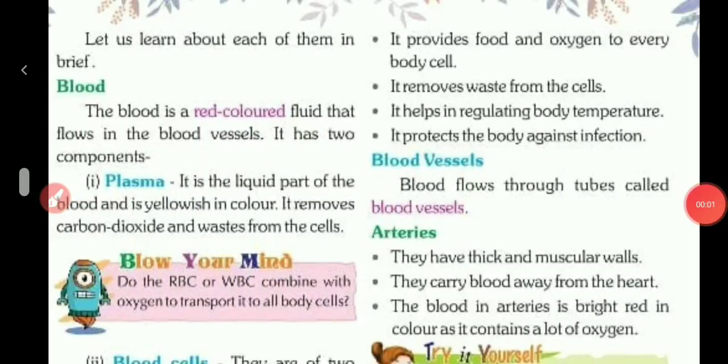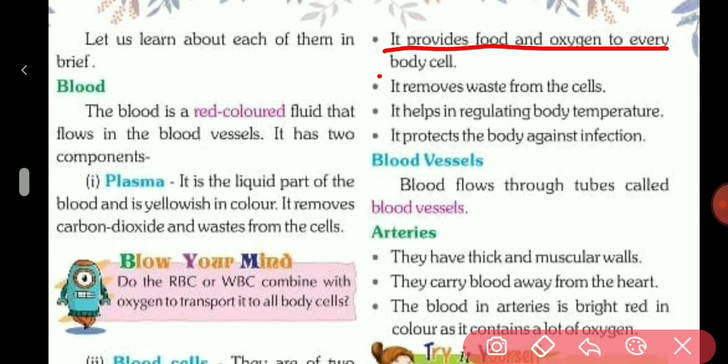Our next topic is functions of blood. Blood carries out the following functions. The first main function is it provides food and oxygen to every body cell, means it transports food and oxygen to all the parts of the body. The second function is it removes waste from the cells. It means it removes waste from our body.